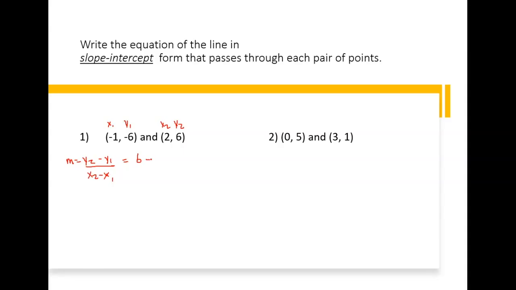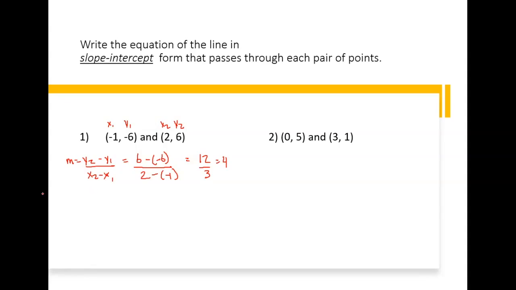So my y2 is 6, my y1 is -6, over x2, which is 2, take away x1, which is -1. So I have 6 take away -6 over 2 minus -1. 6 take away -6 is going to be like adding, so I get 12. 2 take away -1 is the same thing, like adding, so I get 12 over 3, which gives me a slope of 4.